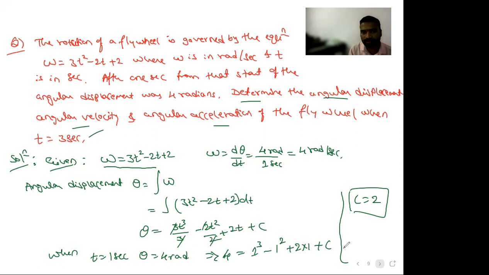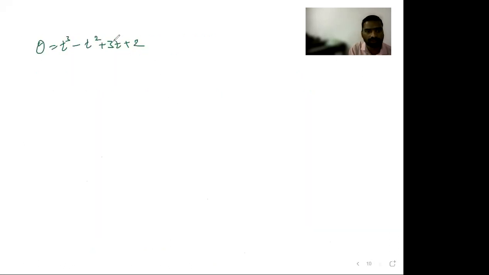Plus 2t, correct? Plus 2t. Okay, not 3t. That is 2t plus 3. So this is what theta has come out to be. Okay. This is 2.